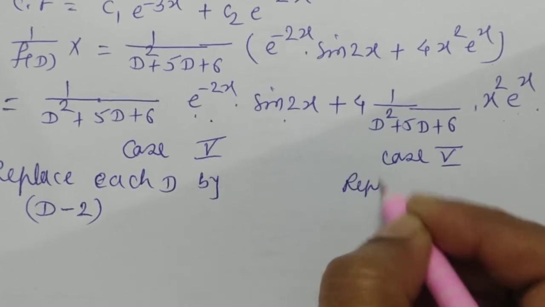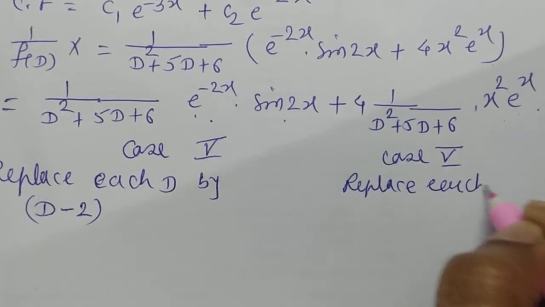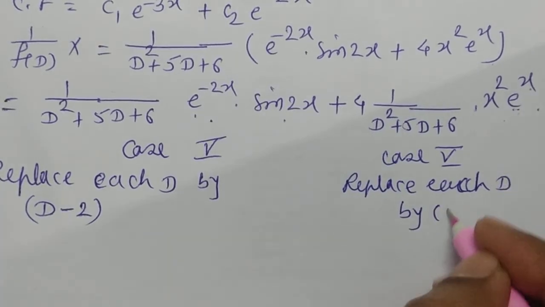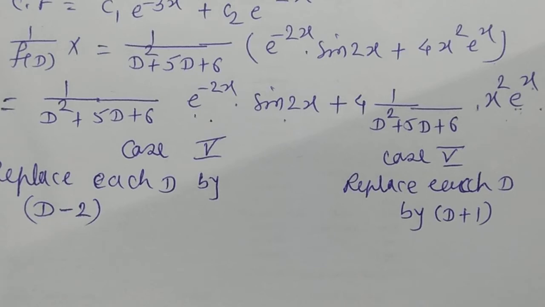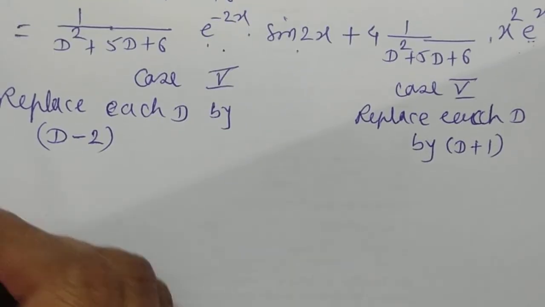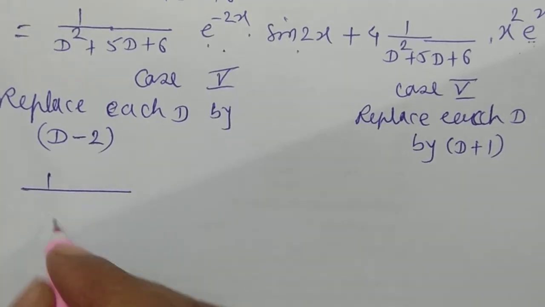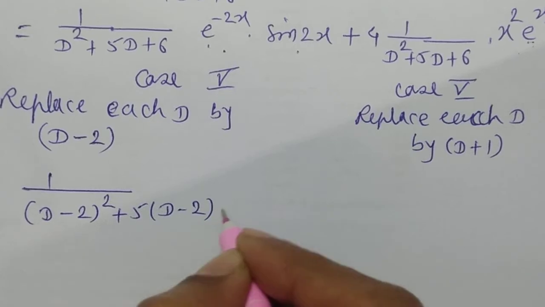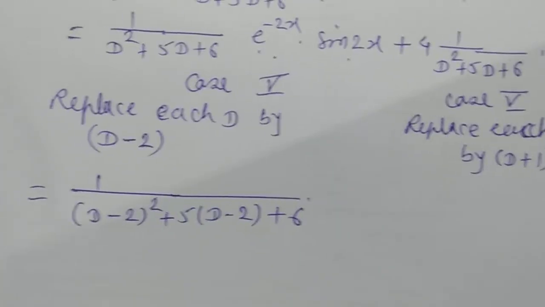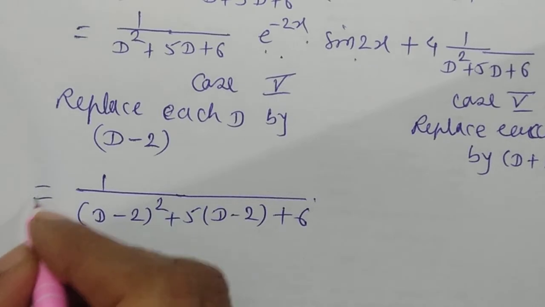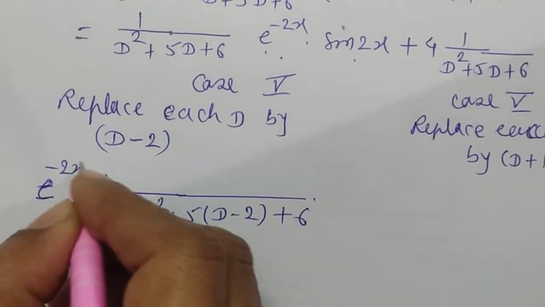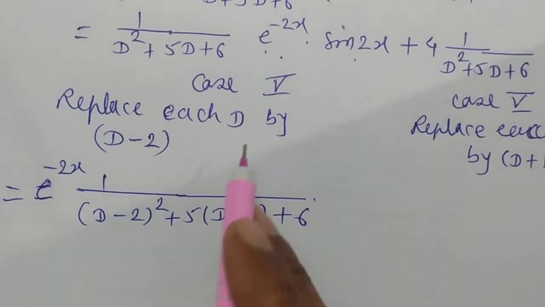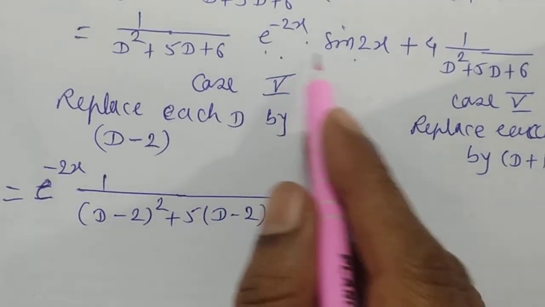And in the second term, we have to replace each D by, here we have e raised to power plus x. That means we have to replace D by D plus 1. Okay, so now we'll write it. So this is equal to 1 upon D minus 2 whole square plus 5 into D minus 2 plus 6. Now as we have solved for the exponential term, we have to write it first. So this e raised to minus 2x, we have to write in the beginning. Then we have to write the operator. In the operator we have to replace each D by D minus 2 and then the remaining function.